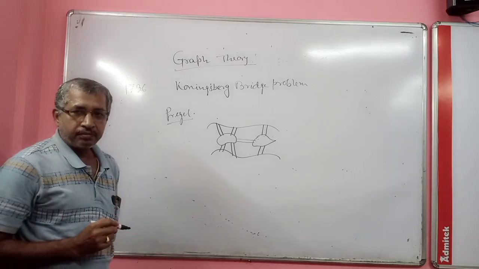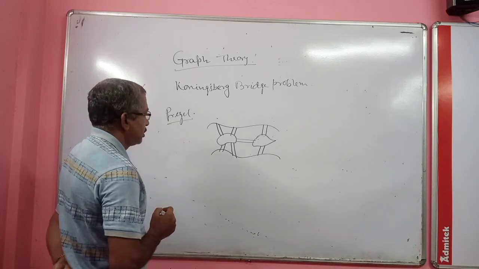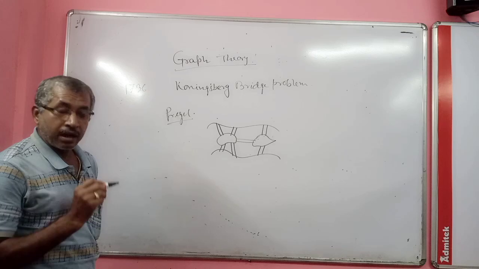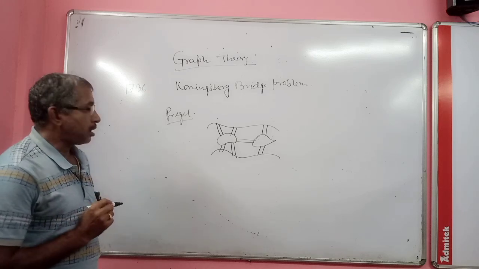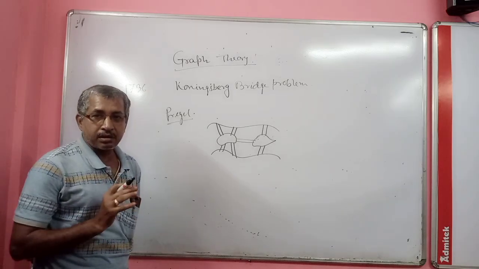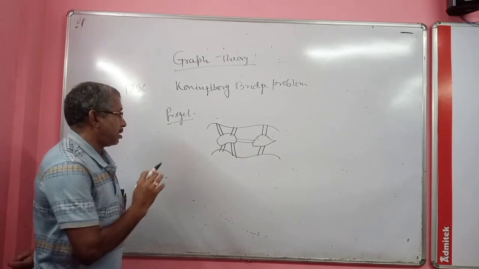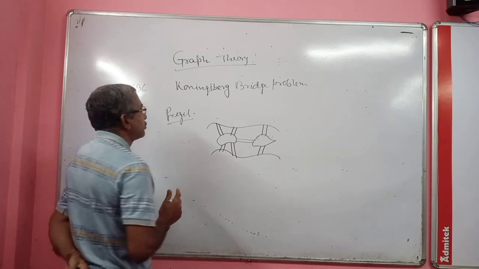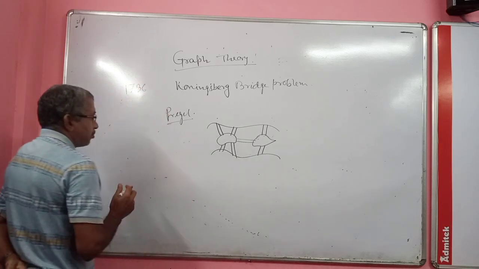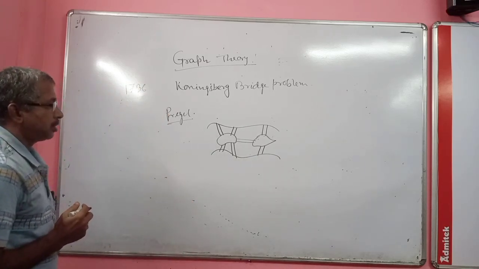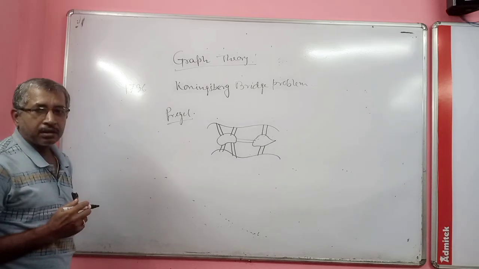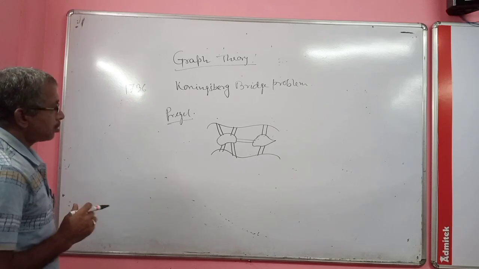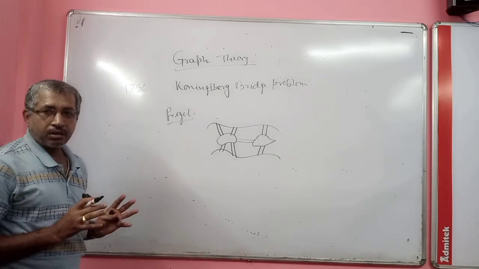But it seems that it was, till now, an unsolved problem, that one cannot cover this. After that, the famous mathematician Euler solved this problem. Anyway, so this was the history of graph theory.